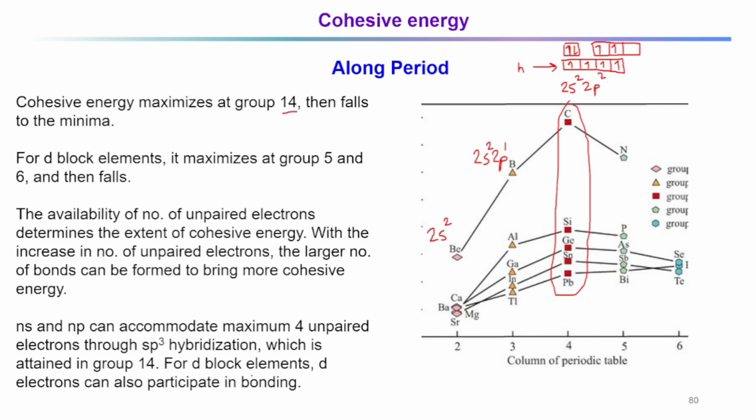And for d block elements, d electrons can also participate in bonding. As d electrons can also participate in bonding, d block elements have more electrons to make bonds. So that's why the cohesive energy is also much greater.